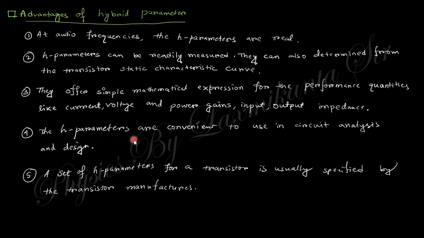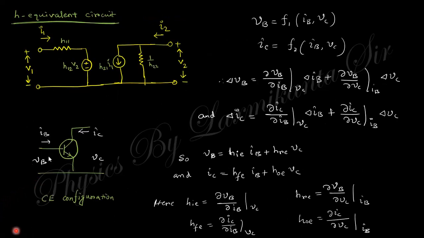And the next thing is that H parameters are convenient to use in circuit analysis and design. So using the H parameters, we can easily analyze the circuit. A set of hybrid parameters for a transistor is usually specified by the transistor manufacturer, and using these hybrid parameters we can get the different values of the transistor also. How? You can check this.